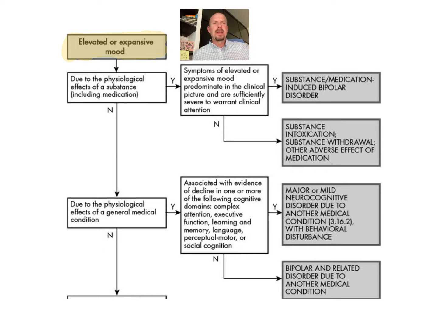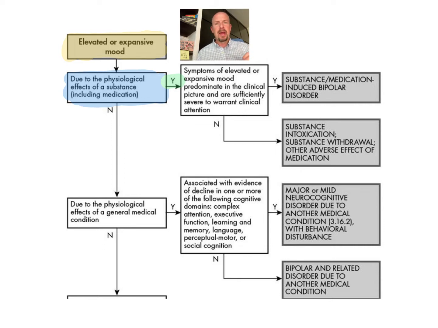So with this elevated and expansive mood, one of the very first things that you need to ask yourself, as far as symptomology, is: is there a substance involved? As we know, that's the first main question of a differential diagnosis. If we say yes, that there is a substance, then we go on to the next phase of the map, where we're asking ourselves: are the symptoms of the elevated or expansive mood the predominant issue, and do they warrant clinical attention?